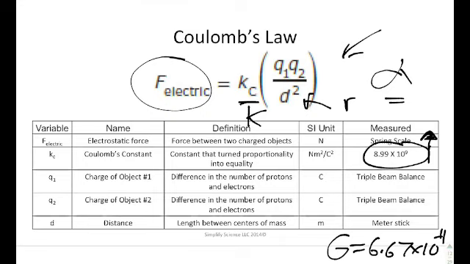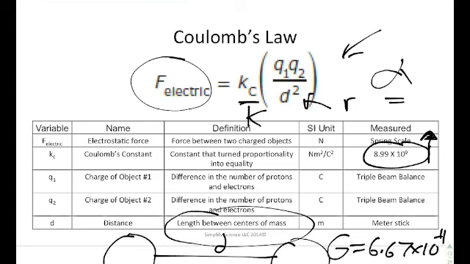Next you have Q1 and Q2. We talked about those in the previous lecture. That's just the amount of charge. And then finally you have the distance value, which we've talked about quite a bit. The only thing that's really important is that the distance has to be measured between the centers of mass. So if I have these two charges, this is not the distance. Instead, this would be the distance. Okay, so that's the distance right there. You have to measure it from a center of mass to a center of mass.